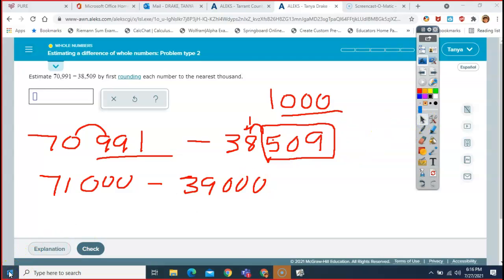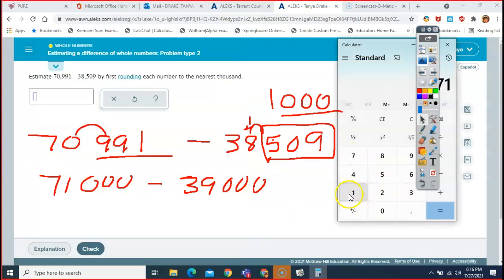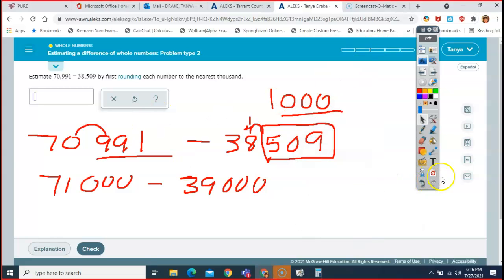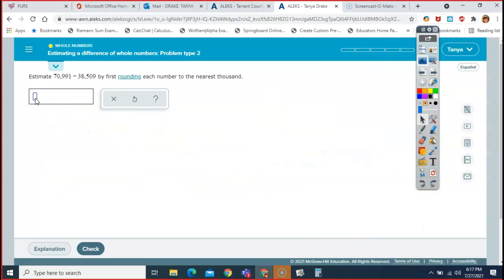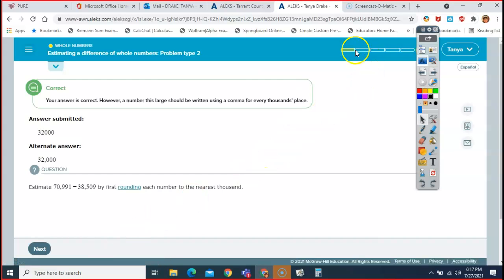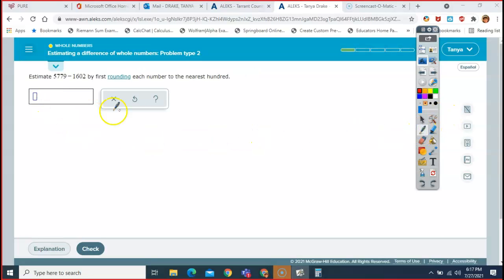Now you see down here they don't want you to use a calculator, but I'm about to. 71 minus 39. And so that's 32. Let me get rid of that. So I'm going to put in my answer as 32,000. And when you check it, and when you have 5 questions to do, if you get them all right, then you only have to do 3 out of 5 of them, not all 5.